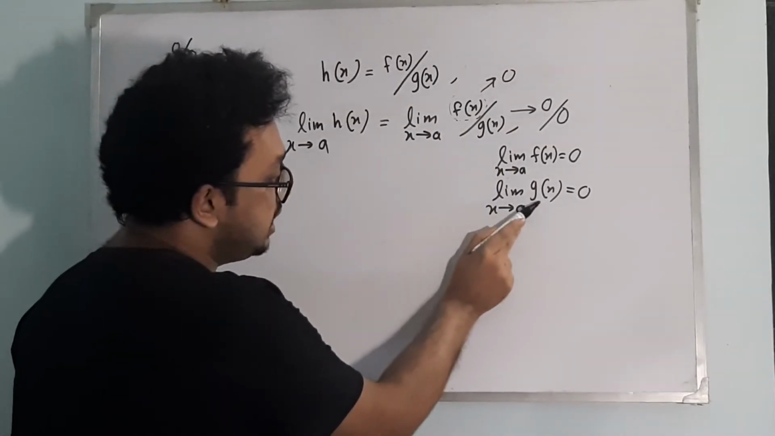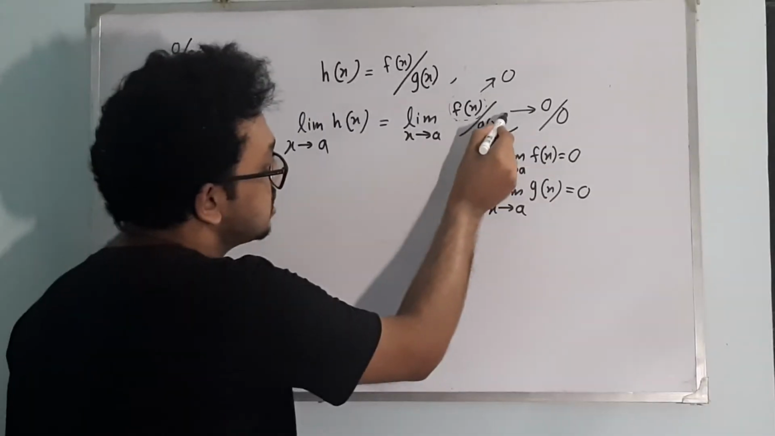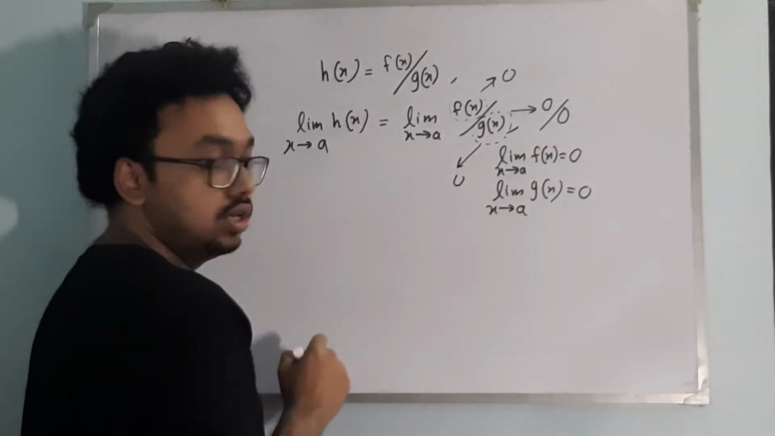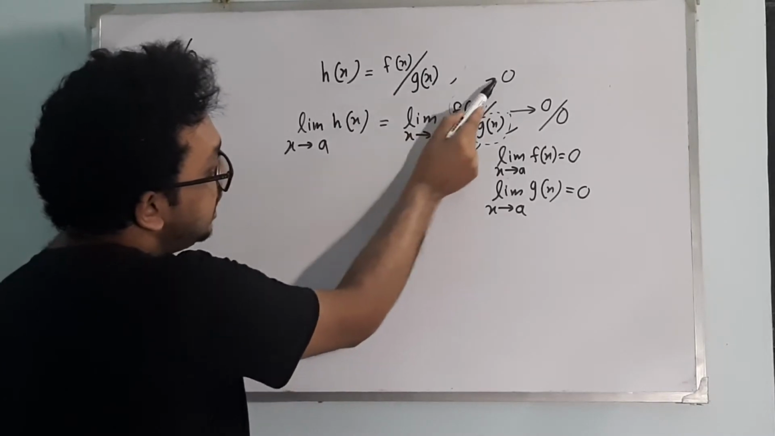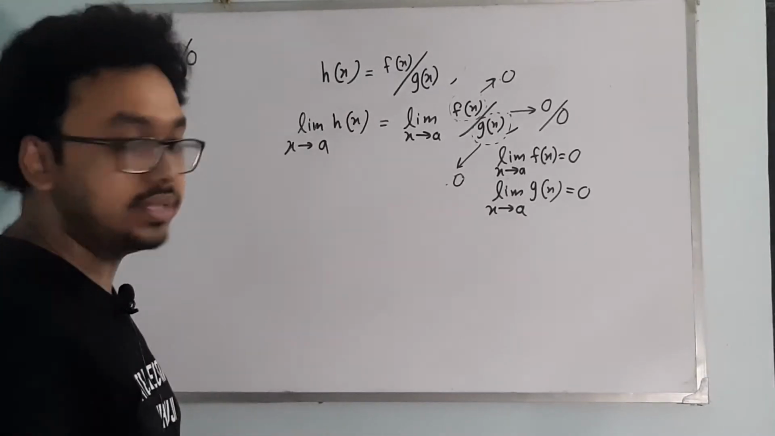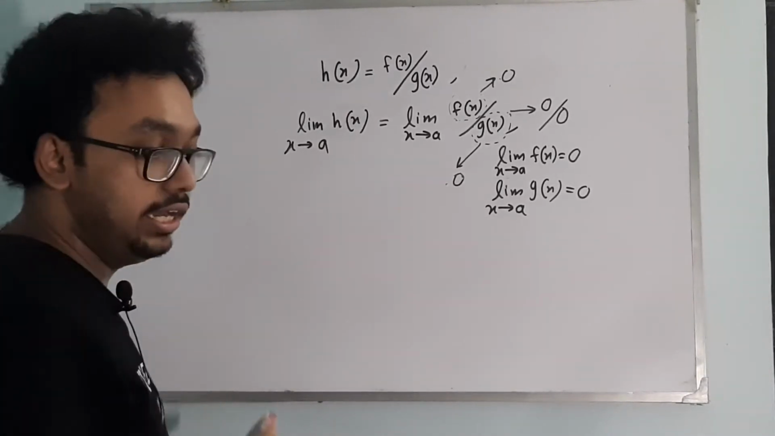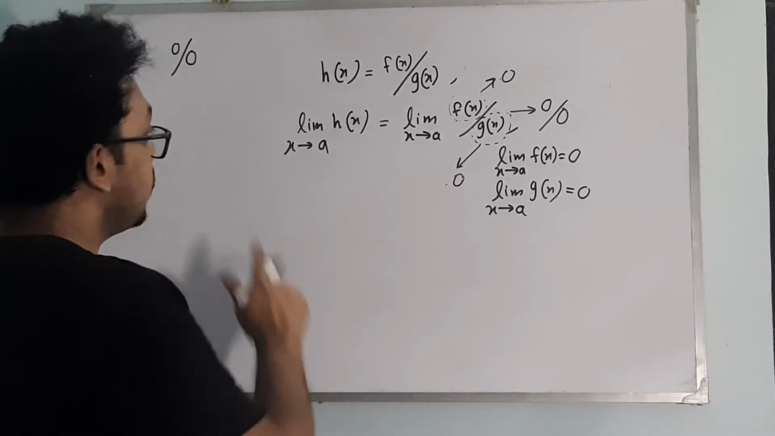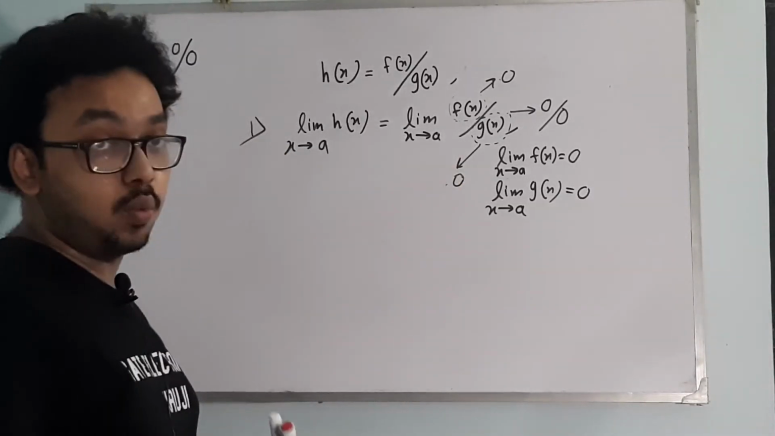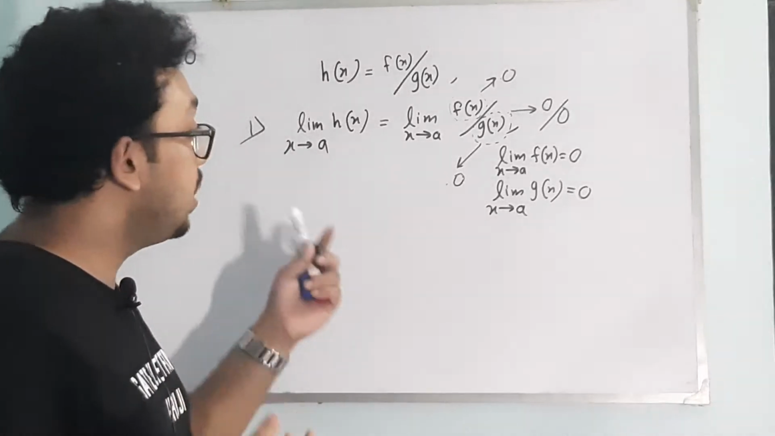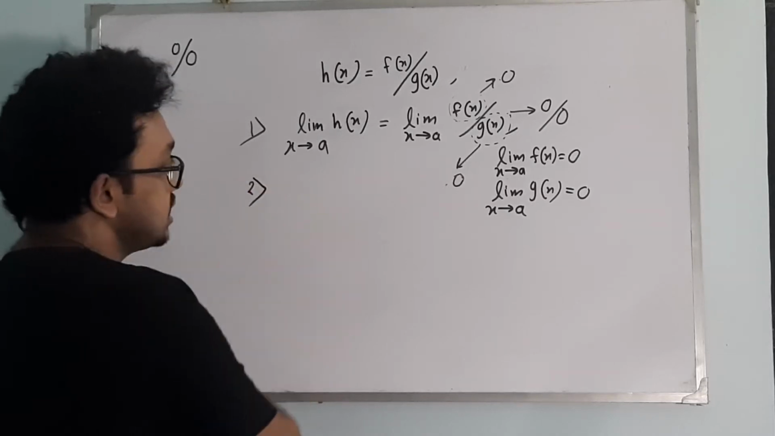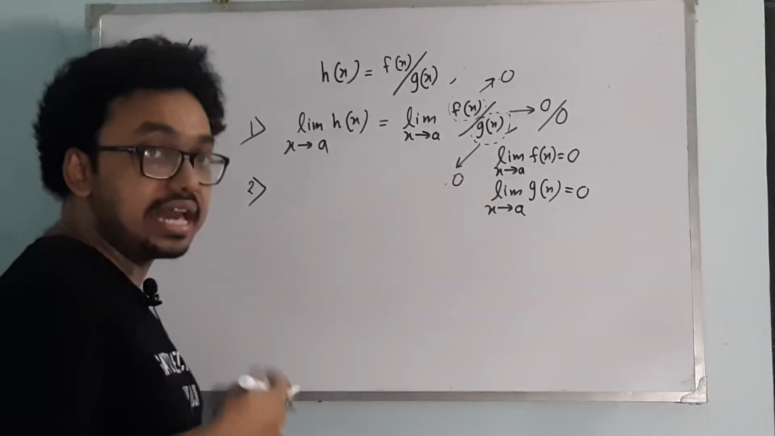As the limit of g(x) as x tends towards a is 0, that means the denominator g(x) is also tending to 0. So clearly this is present in a 0 by 0 form. That's why we call this a 0 by 0 indeterminate form. Now the second question that we have to understand. This is the first point, in which we discussed what we mean by 0 by 0 indeterminate form. In the second point we will discuss why 0 by 0 is an indeterminate form.